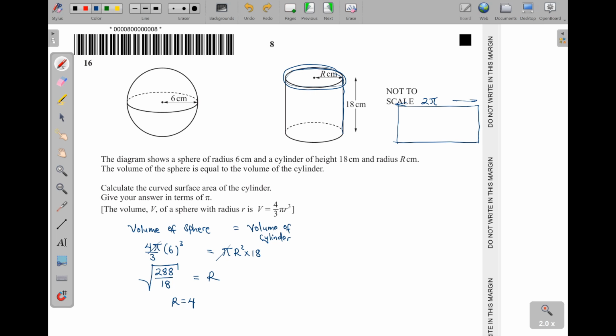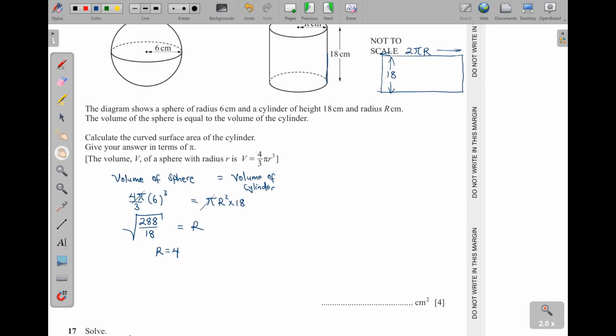In fact, since they have used capital R, let me put that capital R there. So that is 2 pi R. Then it has the height, which is 18. That one remains. So that means the curved surface area is going to be equal to 2 pi r h. So 2 pi, our radius is 4, the height is 18.